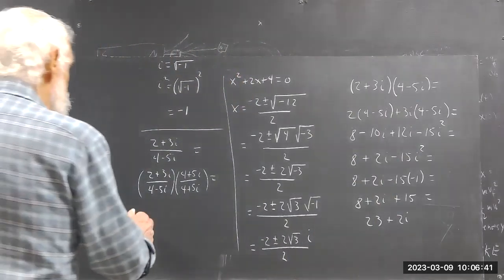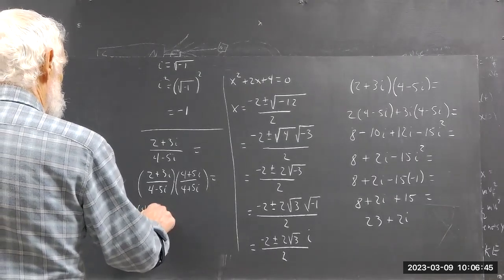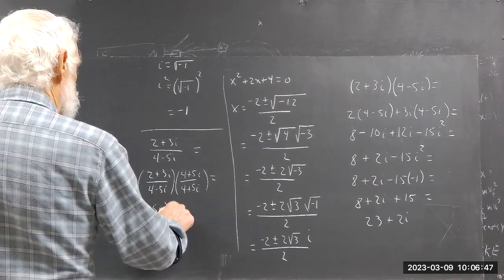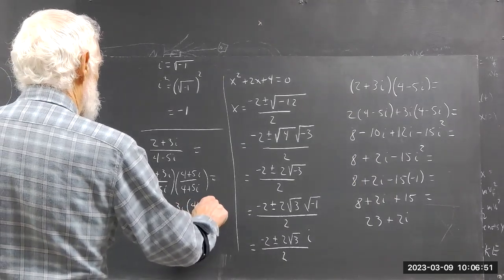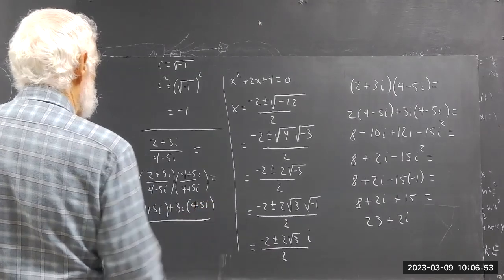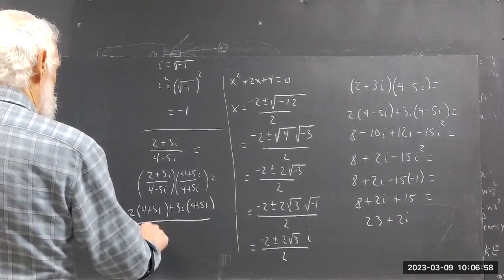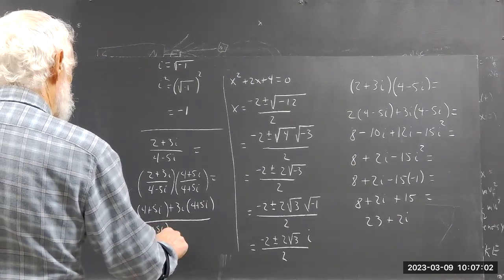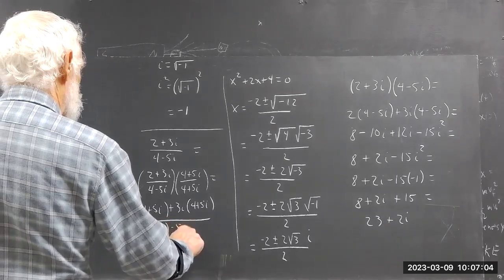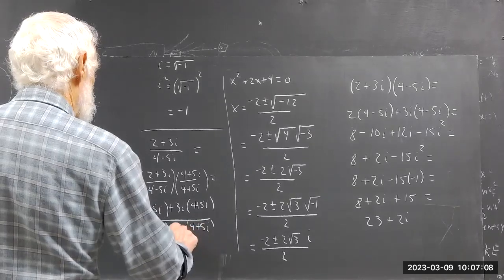So I've got to write this out as 2 times 4 plus 5i plus 3i times 4 plus 5i over 4 times 4 plus 5i minus 5i times 4 plus 5i.